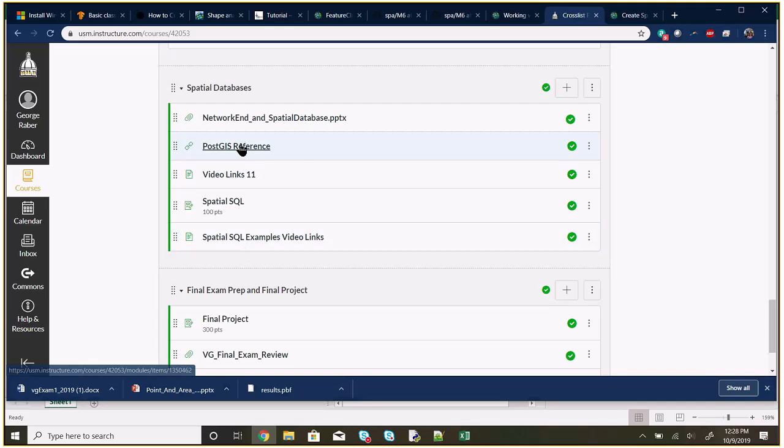Anybody use QGIS before? QGIS is an open source GIS software package, and it has a really good interface for doing spatial SQL. ArcGIS does have an interface for doing it, but it doesn't let you do spatial SQL on just normal datasets. You have to build an enterprise database and put your data into it before it allows you to do spatial SQL.